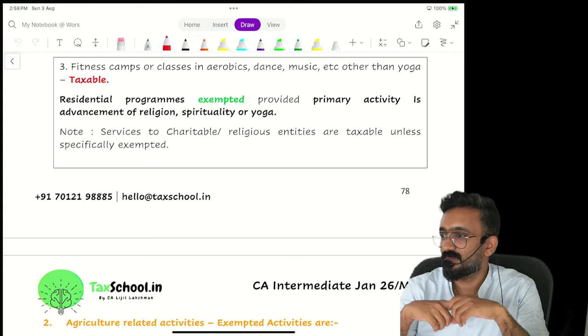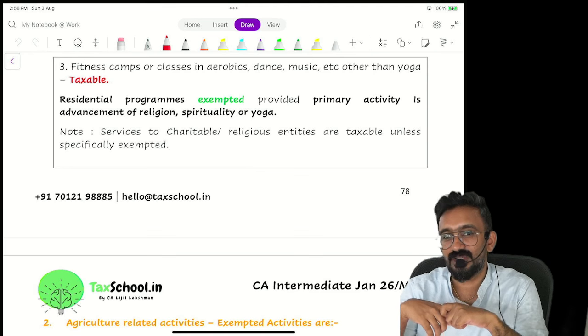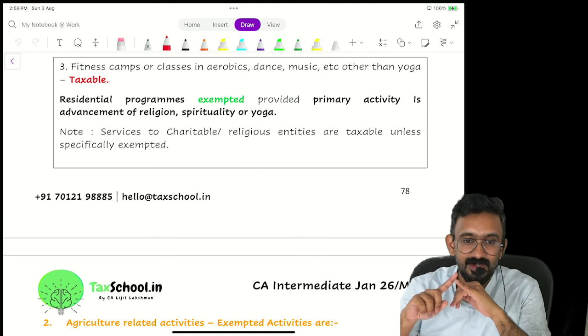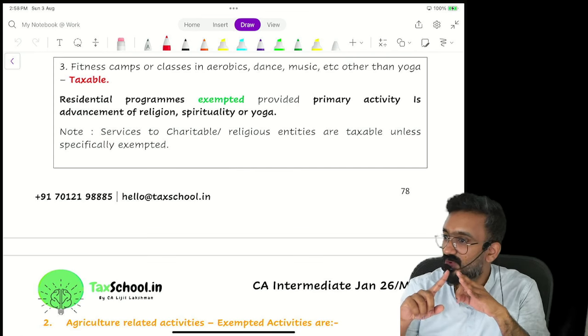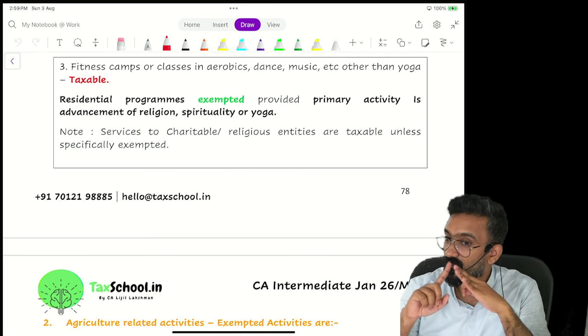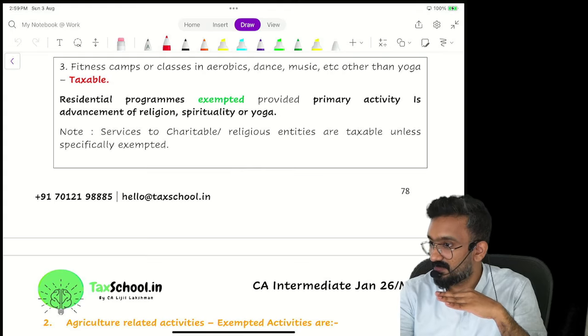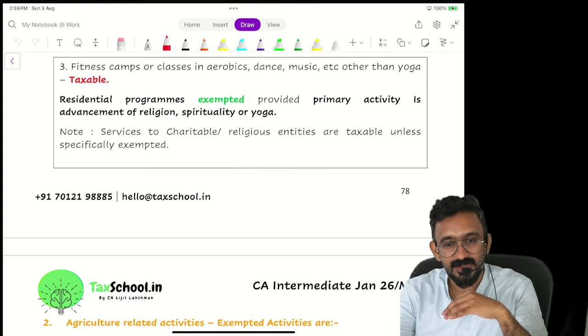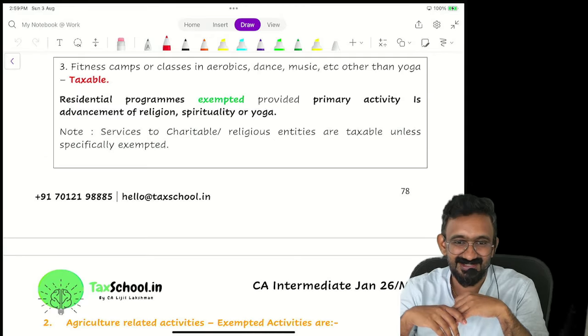Okay, residential program. Will it be taxable or exempt? When you go for a residential program, what do you get? Advancement of religion, spirituality or yoga. If you go for a residential program, you get two things. One is advancement of religion, spirituality, yoga. Second, accommodation. Third, maybe food.